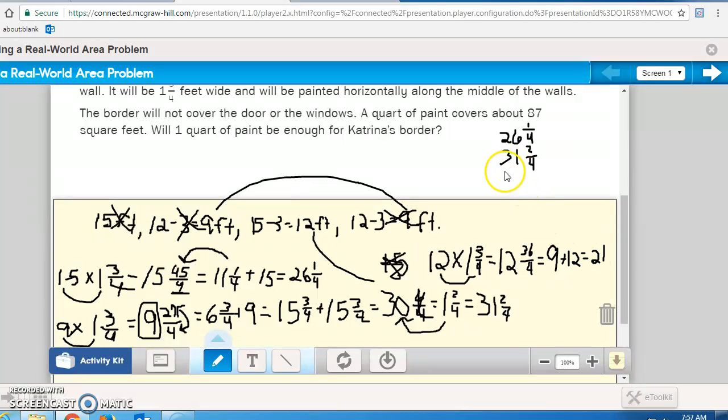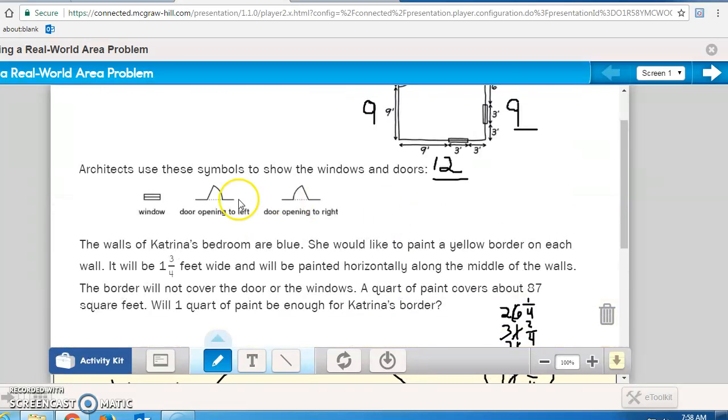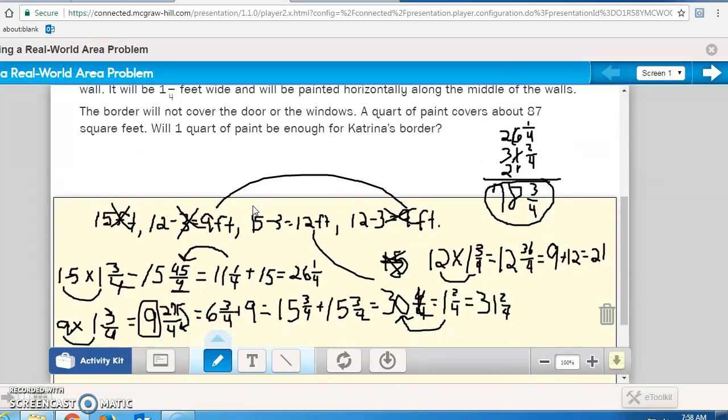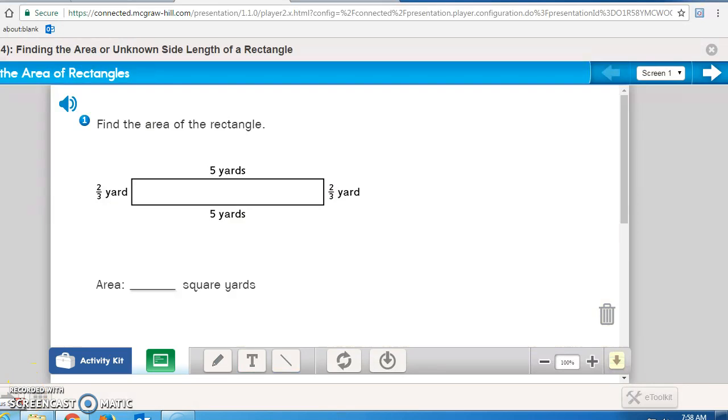So there are my totals. So in order to figure out all 4 walls, I would add these together. 1/4 plus 2/4 is 3/4. 6, 7, 8, and 3, 4, 5, 6, 7. So a quart of paint covers 87 square feet. I only needed to cover 78 square feet. So do I have enough? The answer is yes.